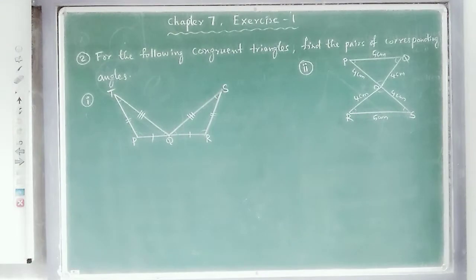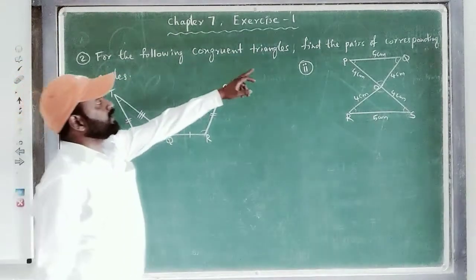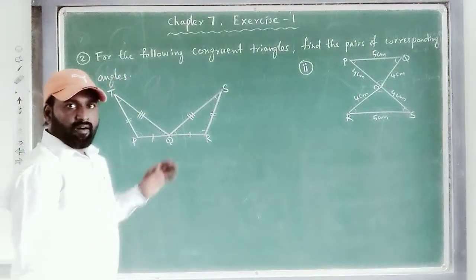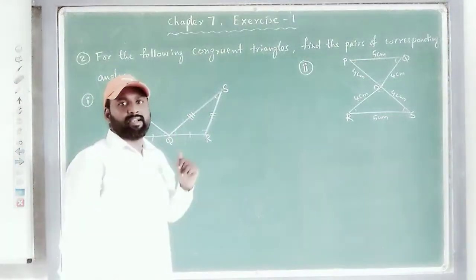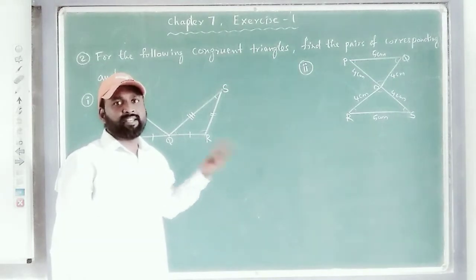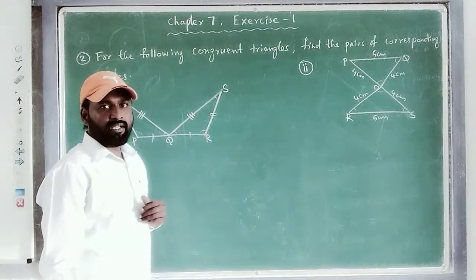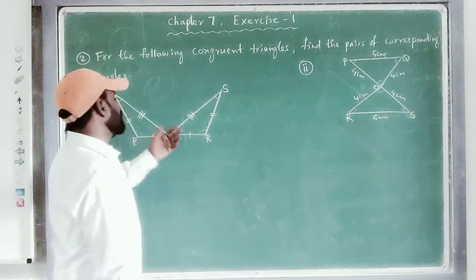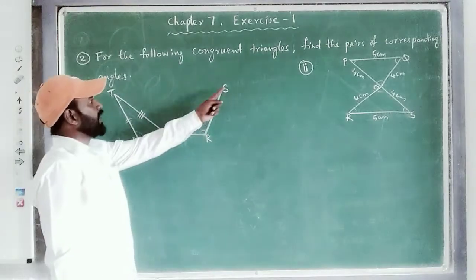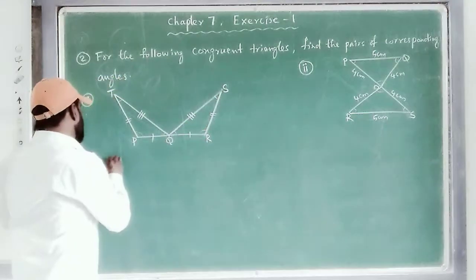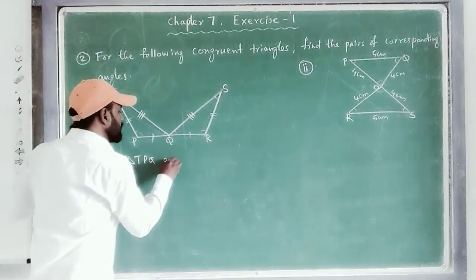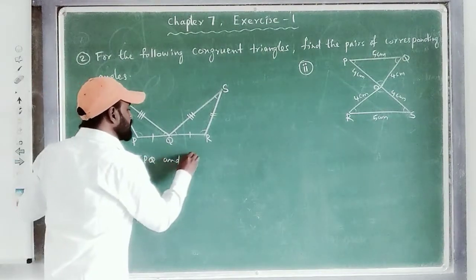See the next question. For the following congruent triangles, find the pairs of corresponding angles. Already these triangles are congruent. If they are congruent, what are the corresponding angles which are equal? We have to identify the angles which are equal in both triangles. So in triangle TPQ and triangle SRQ.